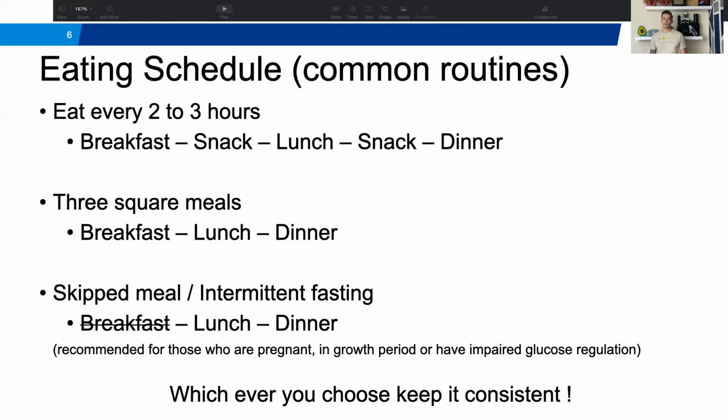And then the other one at the bottom there is skipped meals, or intermittent fasting as people like to call it now. Basically you're just skipping breakfast. So you don't have breakfast and then you just eat lunch and dinner. Now, I wouldn't recommend intermittent fasting for those that are pregnant or in growth periods. So if you're a young teenager going through puberty and you're trying to grow, I definitely wouldn't do that. And I would not suggest it to people who have impaired glucose regulation, so people with diabetes. Now, whichever one you choose, and it doesn't have to be one of these three, it can be any of your own choosing, make sure it's consistent and make sure you stick to it.